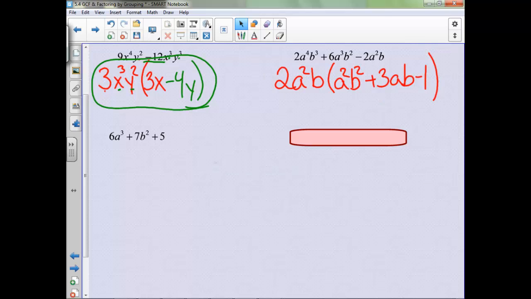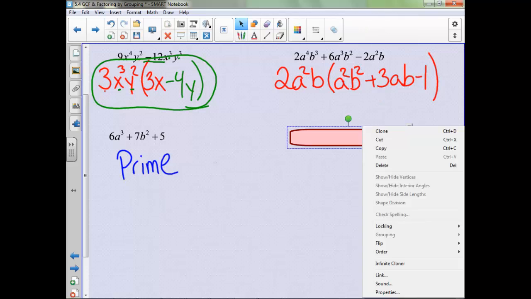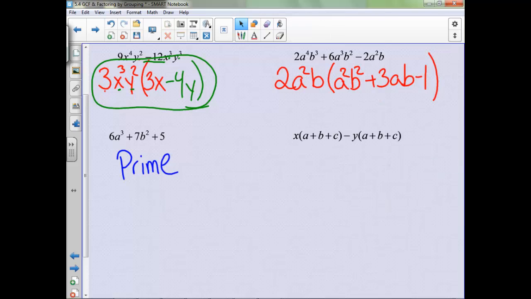On this next one, the GCF of all of these is just 1. There's no largest factor we can divide out from all of them, so we call this prime. There is no GCF. We cannot factor. Alright, now this last one. Notice they both have this factor in common, so we can divide that out from both of them.